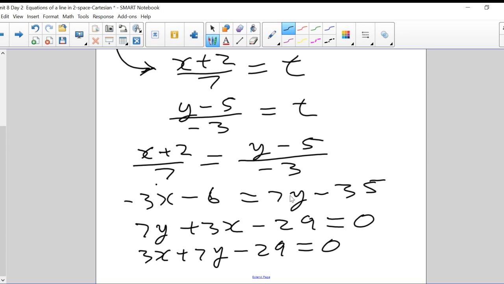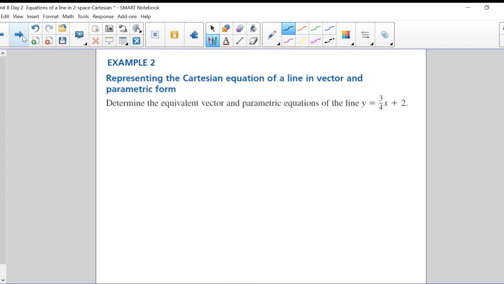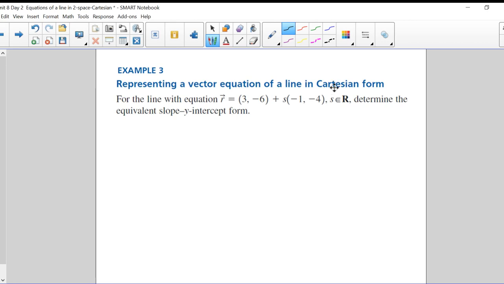And it's a standard equation. It doesn't matter what point you use. It doesn't matter whether you scale this thing or not. You're going to end up with the same equation, the same Cartesian equation, the same standard form equation. So here's what we're going to do. We're going to put this in Cartesian form. That's what we want to do.